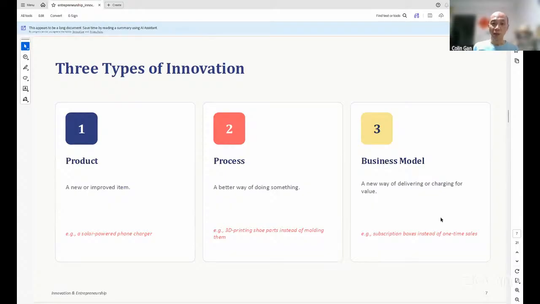That will make the production process more efficient and more effective. And third, a new way of delivering or charging for value, like a business model, okay? Subscription boxes instead of one-time sales. Yeah, things like that. Like when you do Netflix, right?